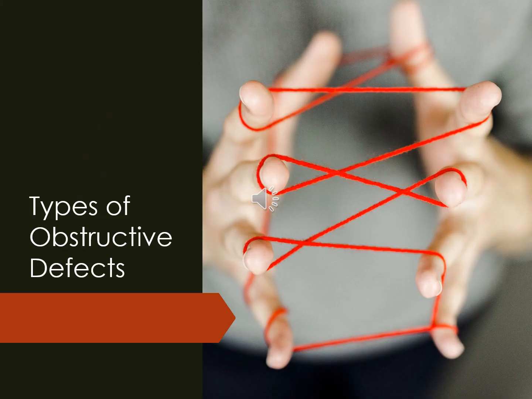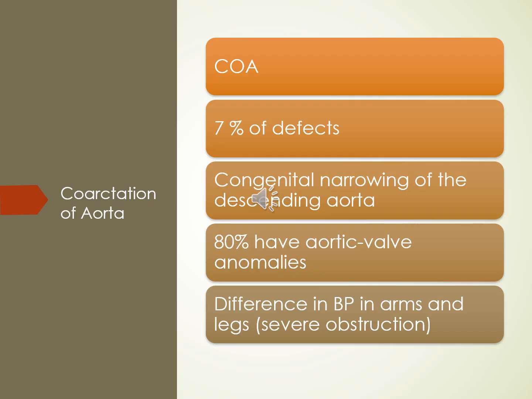Let's look at some different types of obstructive deficits. The first one we are going to talk about is coarctation of the aorta, or COA. This accounts for about 7% of deficits. It's a congenital narrowing of the descending aorta, and 80% generally have aortic valve anomalies. There's a difference in the blood pressure in the arms and the legs. That indicates a severe obstruction.